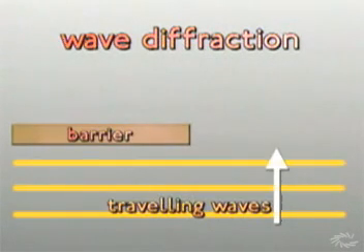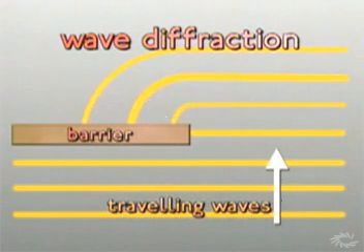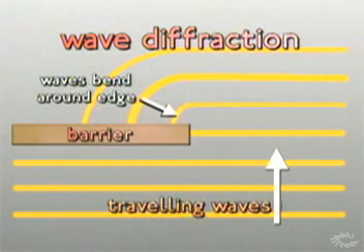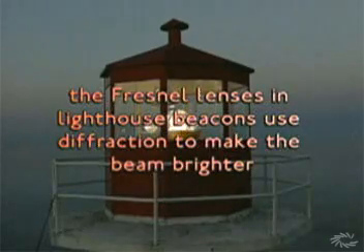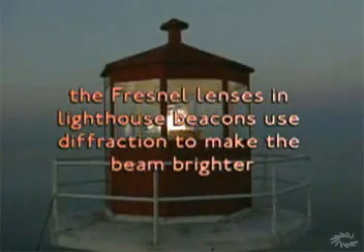Diffraction is the term used when waves spread out around the edges of objects. This is why we can hear around corners. Light waves can also be diffracted, and this phenomenon was put to use in the lens technology for beacons in lighthouses.